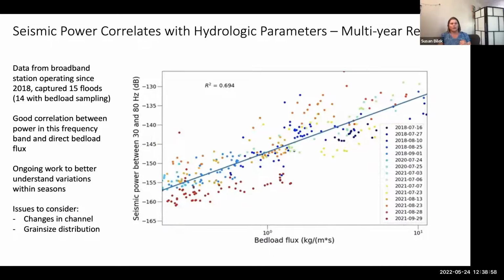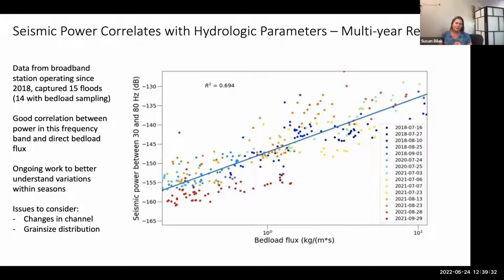So we're still working through all of the flood events from last summer. Again, we had many stations out throughout the basin, so we're trying to look at the data from different locations to understand the effects of the lithology and the localized channel morphology. But what I have here is just the compilation of data that was captured on the longest running broadband station at the outlet site. So this includes floods going back to 2018.